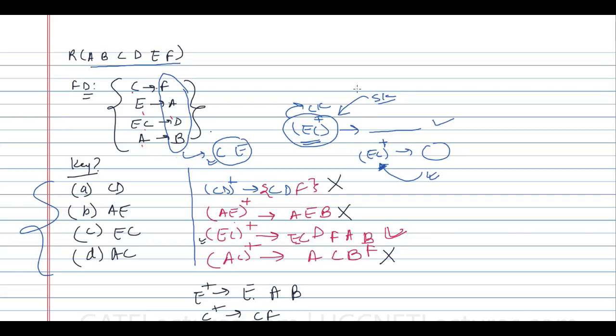Okay, so let us do one thing, let us take more examples of how to determine candidate keys for a relation, and we'll take approximately 10 to 12 examples, and after that I think you'll be able to solve any question related to determining candidate keys. Okay.